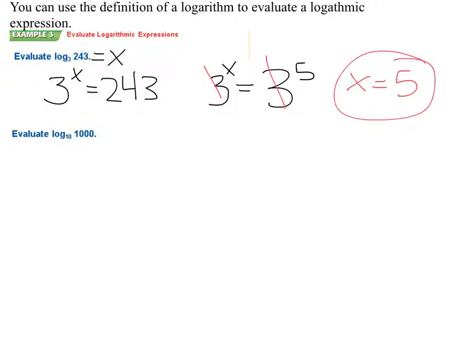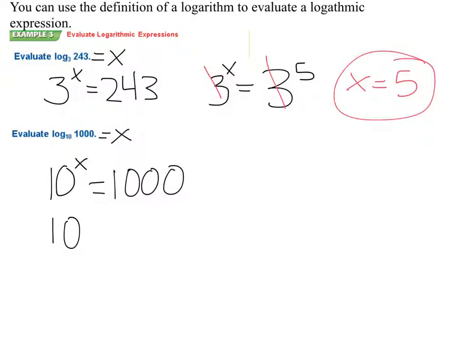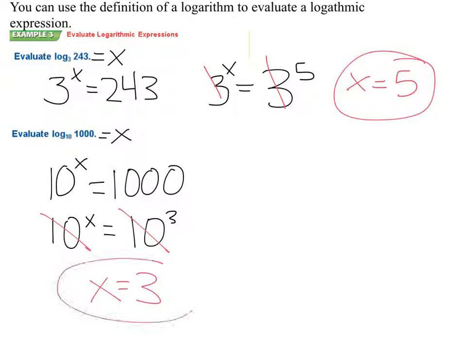In the second example, we're going to follow the same procedure. So we're going to have 10 to the power of x, because we know that this equation, we don't know what it equals, so we set it equal to x. And then we have 10 to the power of x equals 1,000. And I know that 10 to the power of 3 equals 1,000, so I can go ahead and replace the 1,000 with 10 to the power of 3. And now that my bases are the same, I'm going to cancel those out, and my final answer is going to be x equals 3.